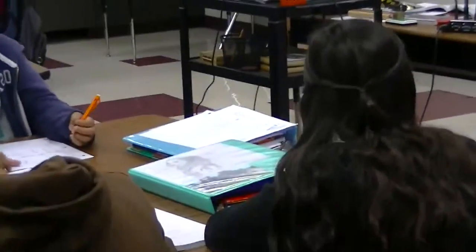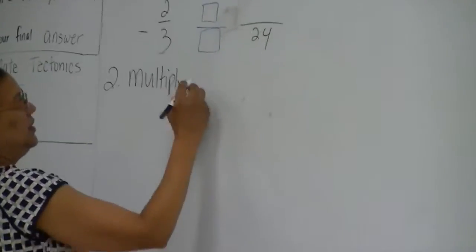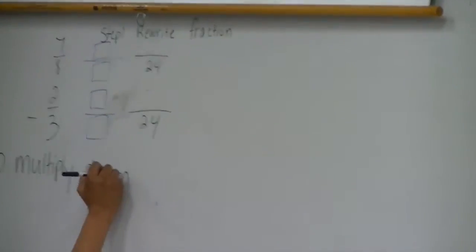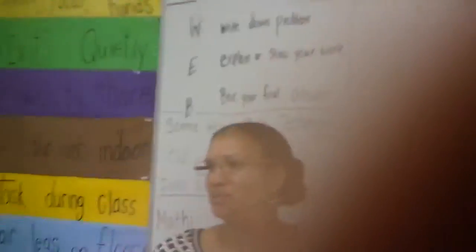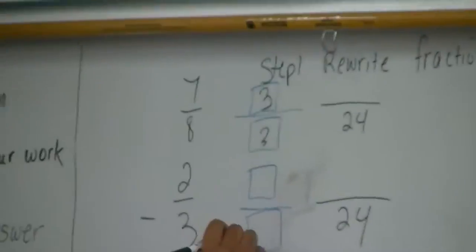Step 2. Multiply the denominators. So 8 times what equals 24? Jubilee: 3. 8 times 3 equals 24. Whatever I do on the bottom, I need to do on the top. Wonderful. And 3 times what equals 24? Jonathan: 8. 3 times 8 equals 24. Whatever I do on the bottom, I need to do on the top.